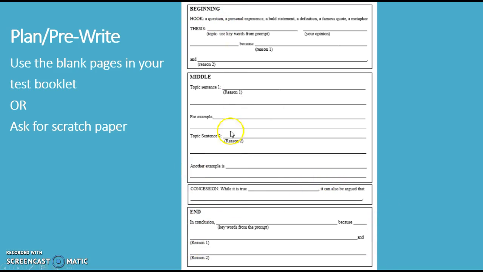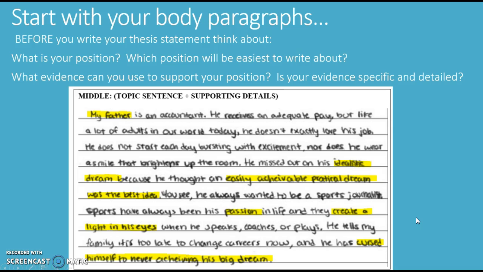Okay, so those are the 3 boxes I want to see when you're planning. And that's going to help you plan out your beginning, middle, and end of your essay. So what does that look like? Well, let's say I'm not really sure what I want to write for my thesis. I don't really know, but I kind of have some ideas.